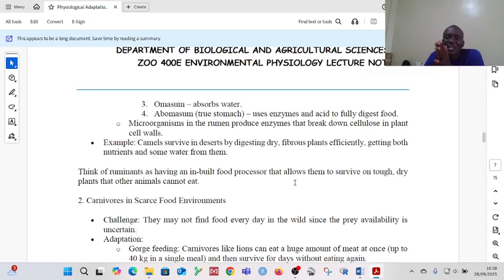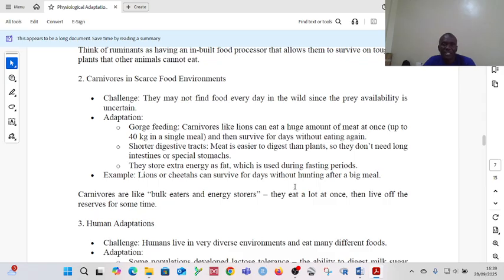So that is a way in which now a herbivore that is found in a harsh environment can survive through digestion. Because remember, it is exposed to plants that are possibly dry. They are fibrous. Okay? So it has to ensure then that it extracts nutrients from those plants by all means. What about carnivores that are found in a food-scarce environment?